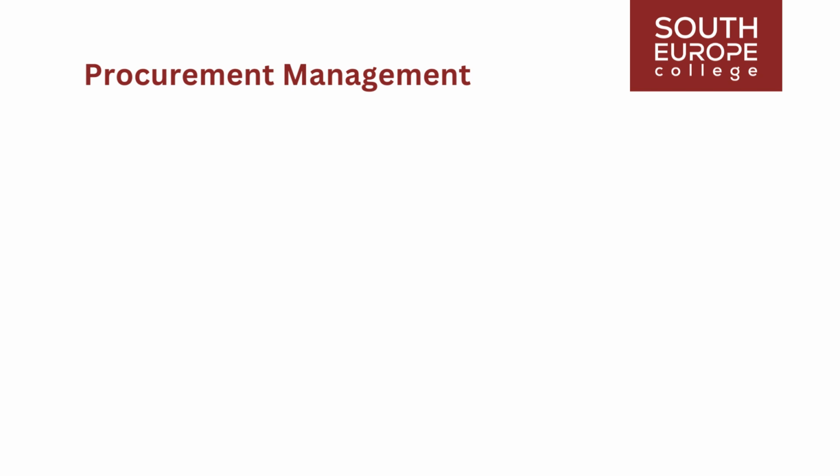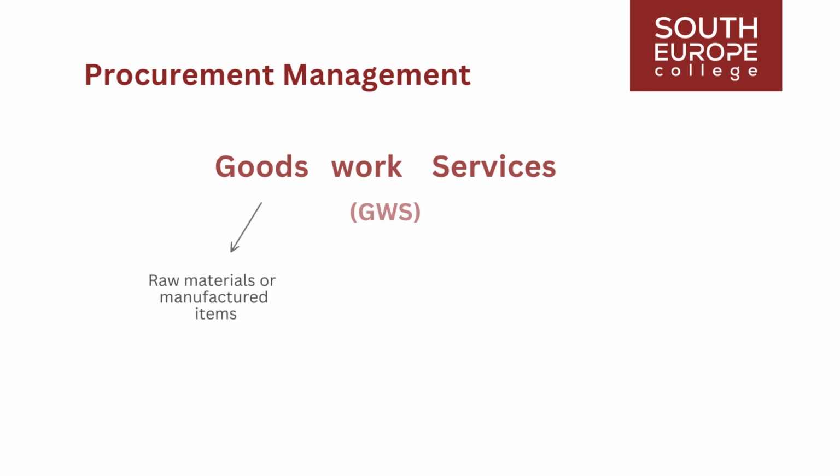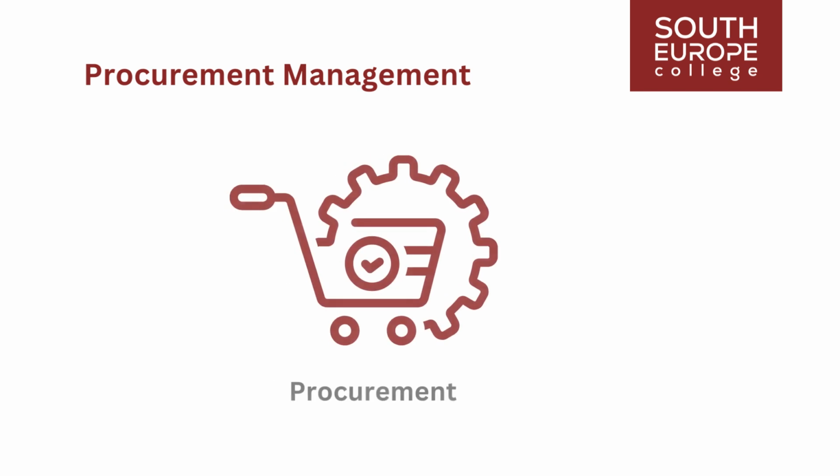Items obtained through procurement are generally categorized as goods, work, or services, GWS. Goods encompass raw materials or manufactured items, work involves contracted labor, and services pertain to consulting. For simplicity, we combine these categories and refer to them collectively as procured GWS. While we use procurement to encompass activities related to purchased, bought, or subcontracted items, other terms are also employed with specific distinctions.